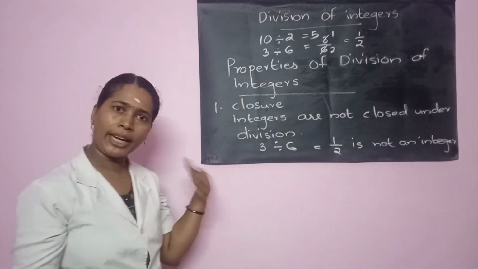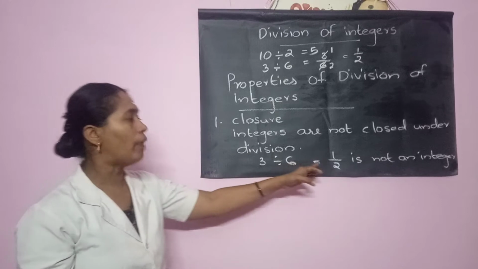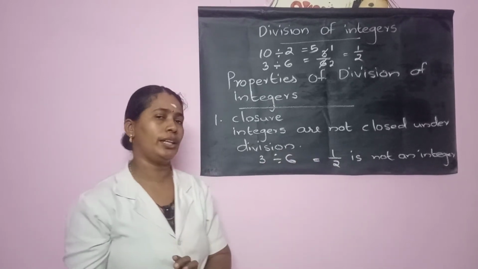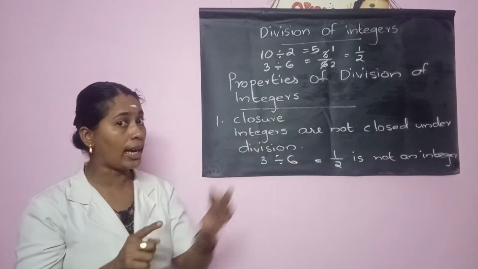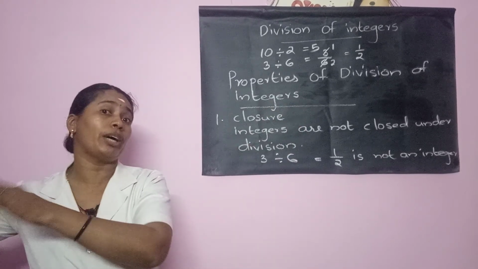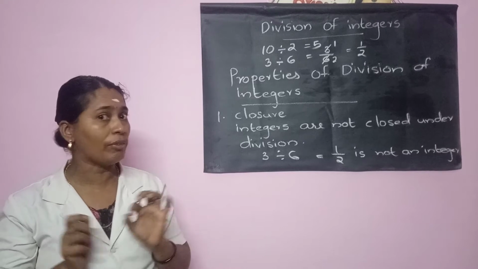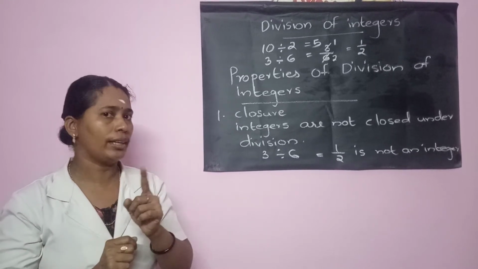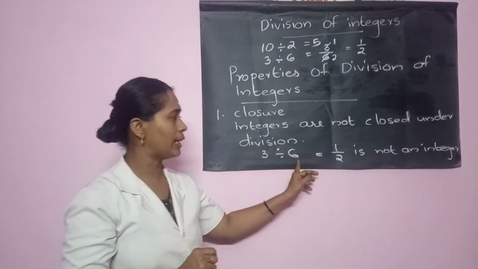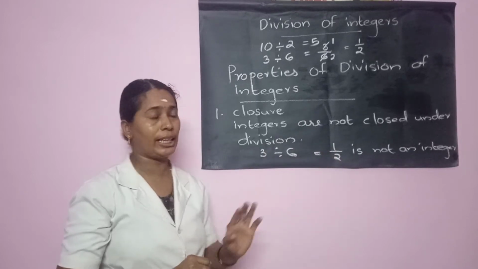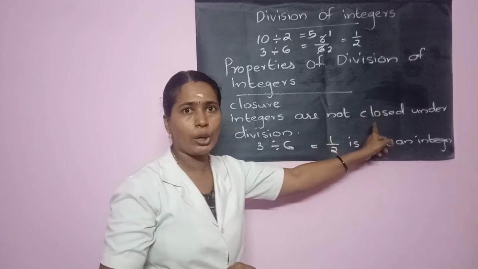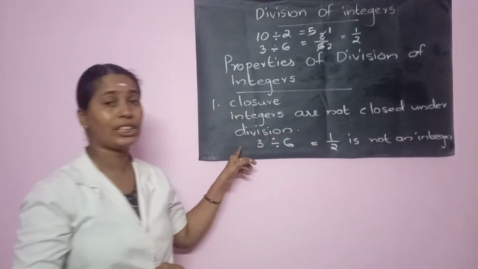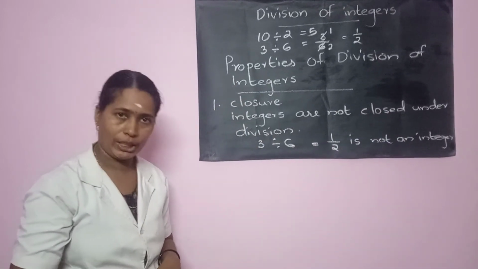Isn't it? Sign or other things we can change, but 1 by 2 can't be an integer. Integers are of the form -1, -2, -3, etc., 0, 1, 2, 3, 4, 5, 6, etc. A decimal itself is not considered to be an integer. So, 3 by 6 equal to 1 by 2 is not an integer. So, what can we say? Integers are not closed under what operation? Under division. Okay.